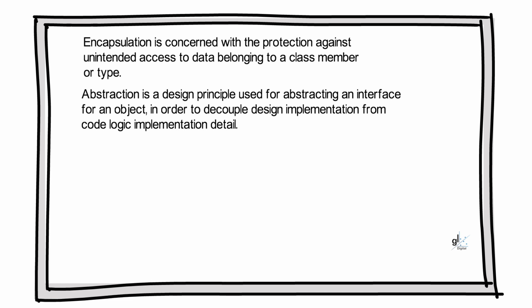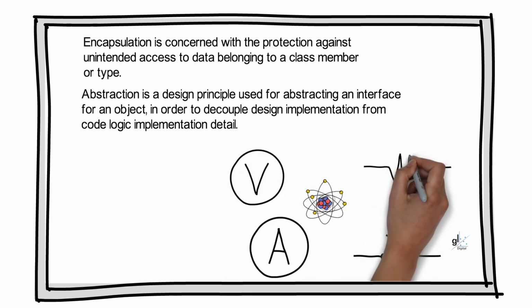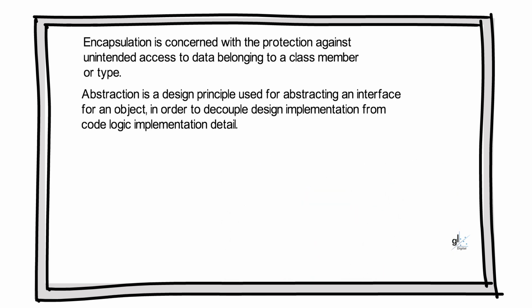Knowing the detail of how the turn ignition key method works is not necessary to start the engine of the car. Calling the turn ignition key method is all that is required to start the engine of the car. An even more simple example is switching a light on and off. You don't need to know about circuits, electrons, voltage, amps, resistance to turn on a light. You only need to know how to operate the light switch.